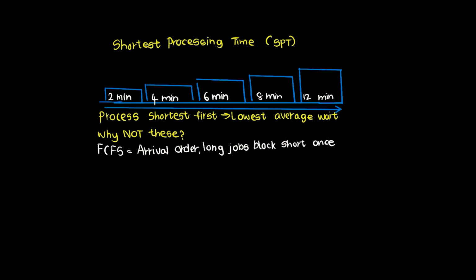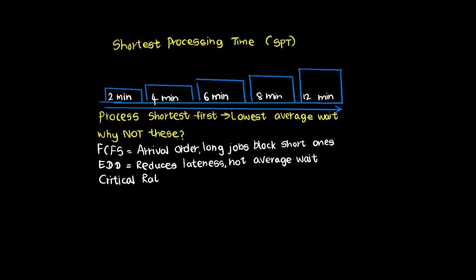Earliest due date prioritizes whichever deadline is soonest. The goal there is reducing lateness, not minimizing average wait. Critical ratio divides time remaining until the due date by processing time remaining. That measures urgency relative to deadlines, which is a different objective from minimizing average customer wait.